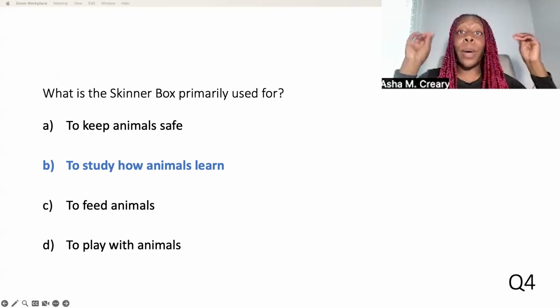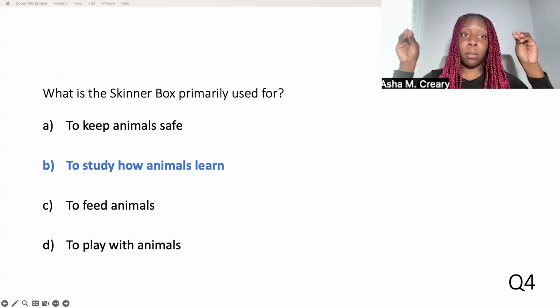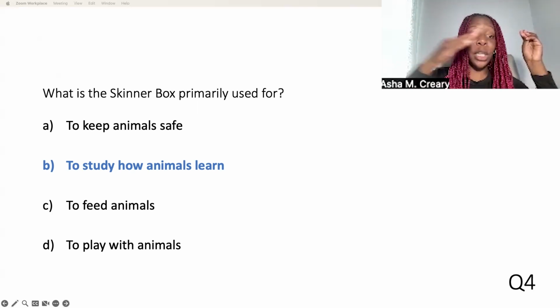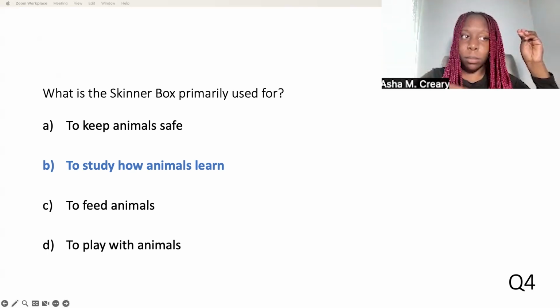And remember, positive means to add something, negative means to remove something. Reinforcement means to continue a behavior. Punishment means to reduce or stop a behavior from occurring.